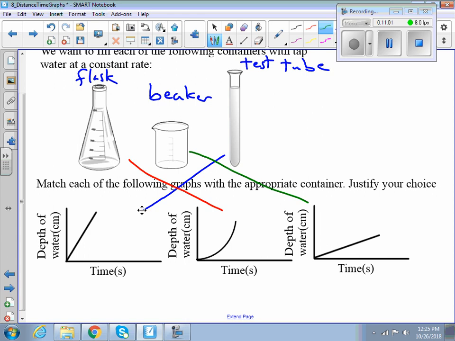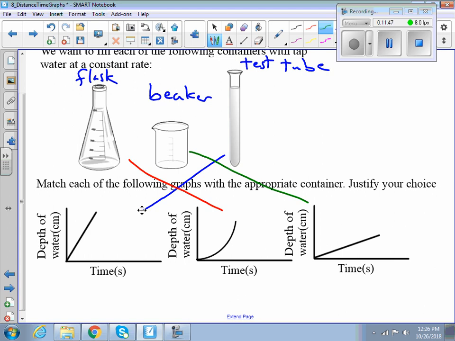Very good. So exactly. Both the beaker and the test tube have the same cross section throughout. So if I'm pouring the water at the same rate, it's going to go up at a constant rate. So it's going to be linear. So we know that these two are going to deal with the beaker and the test tube, but the flask doesn't have the same cross section throughout. At the bottom it's wider, so it takes longer for the level to go up. But as it gets near the top, it becomes narrower, so it goes up faster. So that's why the second one is a flask. So it's a non-linear change in height. So that's how it looks.